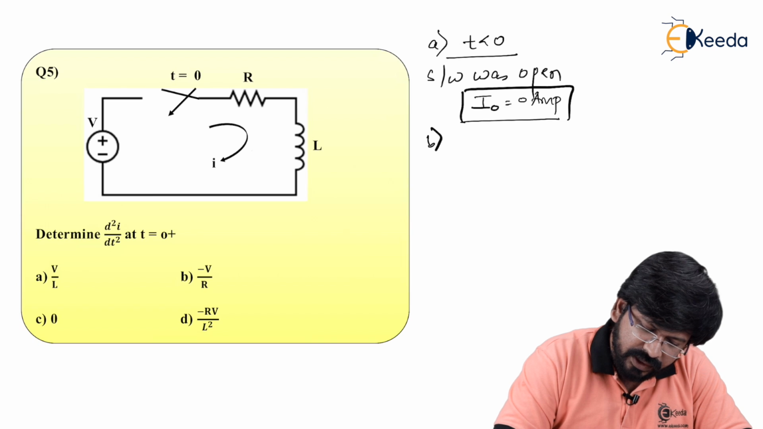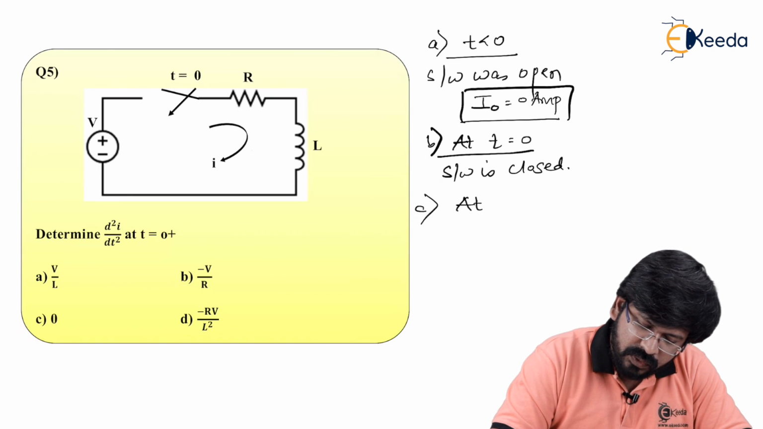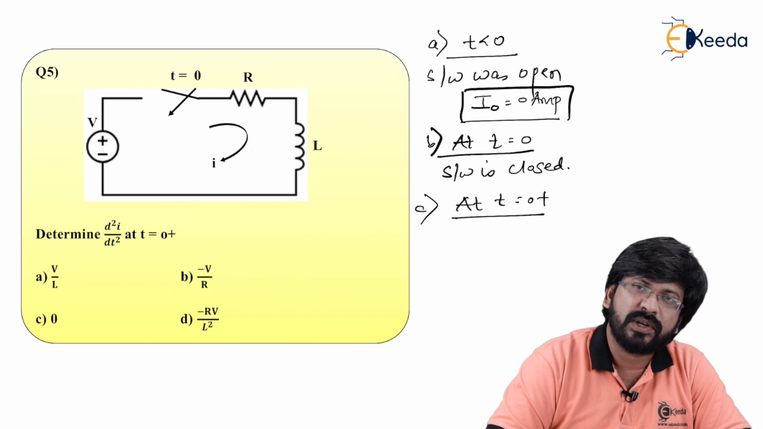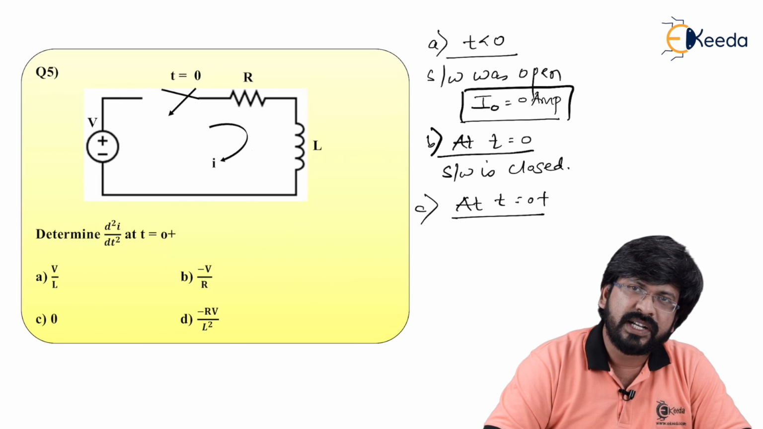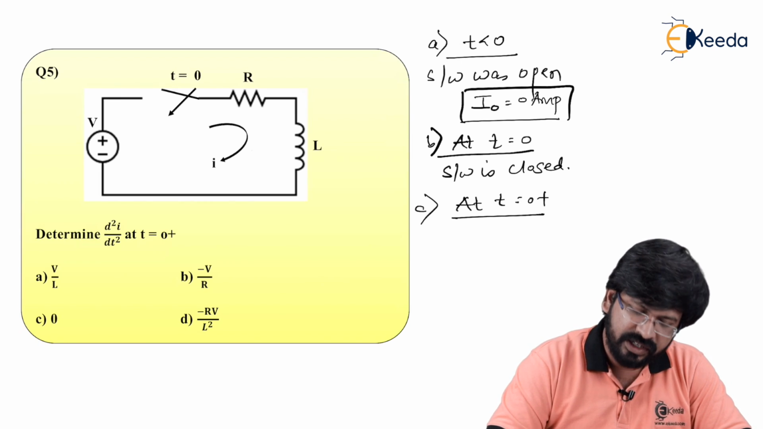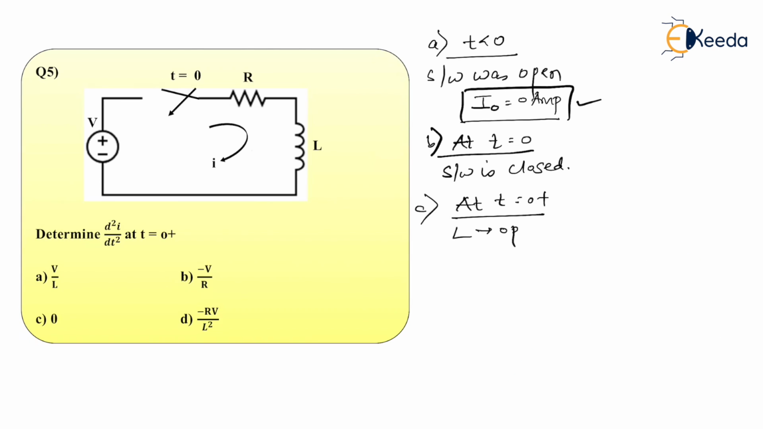Moving ahead. At t equal to 0, what is happening? At t equal to 0, the switch is closed. Part C. At t equal to 0 plus, the inductor will try to maintain the same current as previous. To maintain the same current as previous, it will act as an open circuit, because the previous current was 0 ampere, and 0 ampere means open circuit. So the inductor acts as an open circuit. There is absolutely no need to draw an equivalent circuit. If the inductor is an open circuit, I can directly write I of 0 plus is equal to 0 ampere. Is that right?